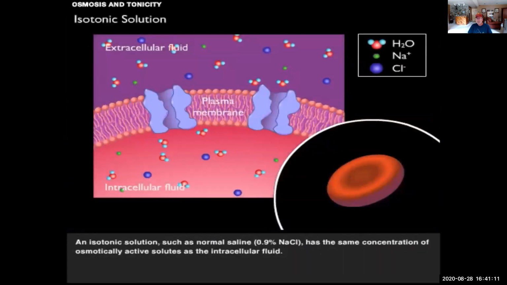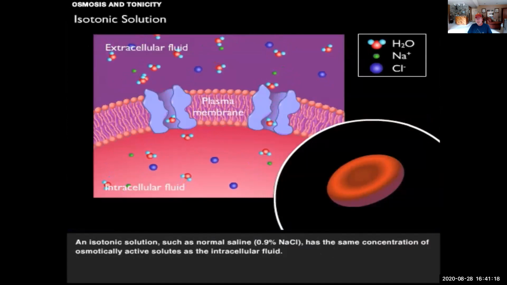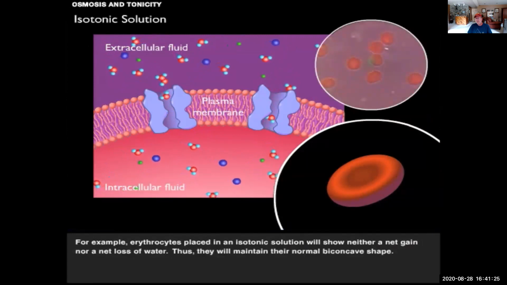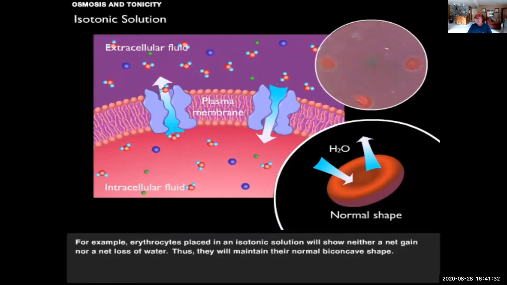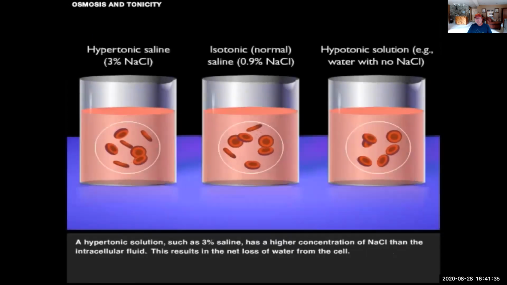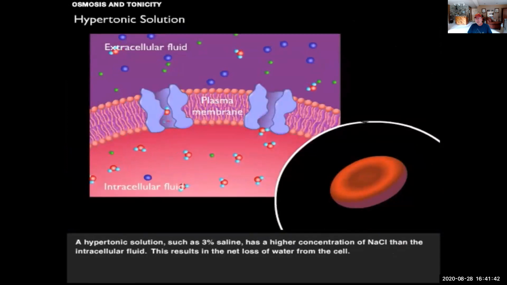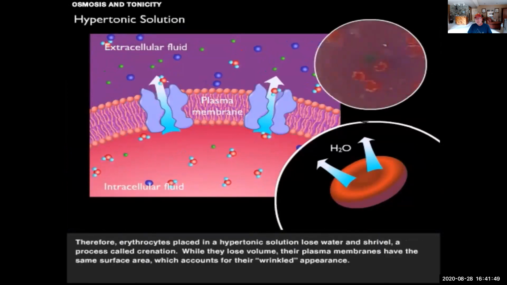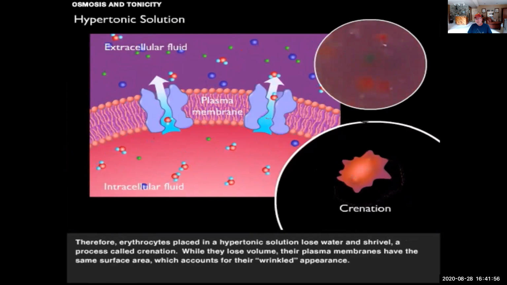An isotonic solution, such as normal saline, 0.9% sodium chloride, has the same concentration of osmotically active solutes as the intracellular fluid. For example, erythrocytes placed in an isotonic solution will show neither a net gain nor a net loss of water. Thus, they will maintain their normal biconcave shape. A hypertonic solution, such as 3% saline, has a higher concentration of sodium chloride than the intracellular fluid. This results in the net loss of water from the cell. Therefore, erythrocytes placed in a hypertonic solution lose water and shrivel, a process called crenation. While they lose volume, their plasma membranes have the same surface area, which accounts for their wrinkled appearance.